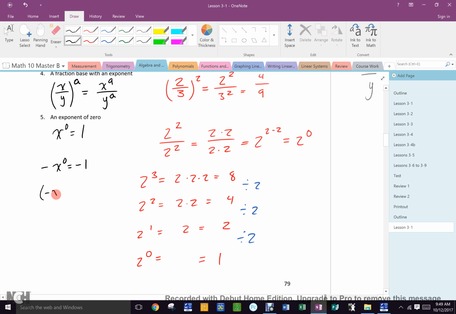What is this? One sec. I wrote that wrong. What is this? Positive 1, because that negative is part of the base. Does everybody understand that? Do you all understand why? Everybody cool? Going once, going twice, going thrice. Alrighty then.